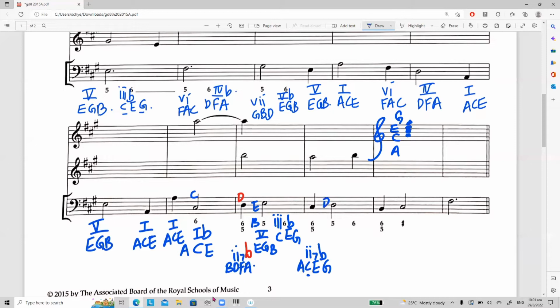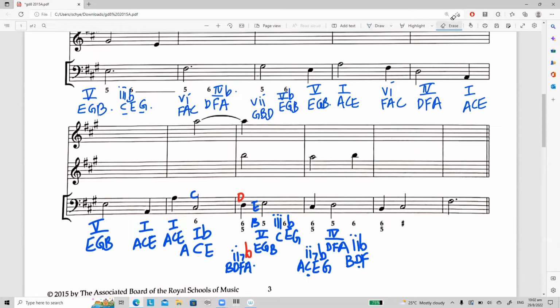Next one is D and count 5 steps is A. So this is D, F, A, chord 4. Next one, 6 means the D is the middle note of the chord. So D at the base, D at the middle. So this is B, D, F. So this is chord 2 in A major, 2 and then first inversion. Next one is 6, 5 again.